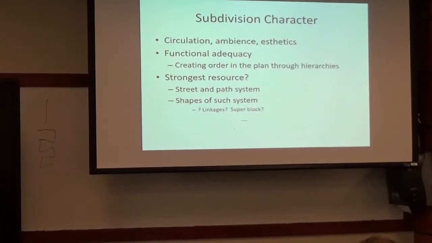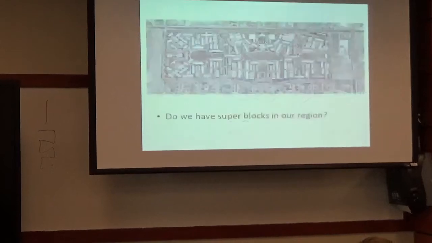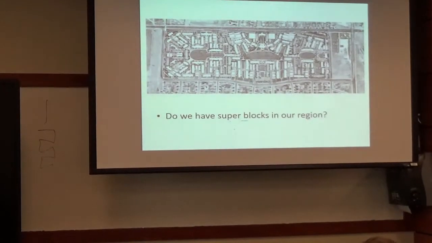Alright, subdivision character again, that's what I just read out. Street path system, shapes, languages. Can't skip this. This is the example on superblocks. Think about that. Where are our superblocks? We will actually have a presentation about what I would consider a superblock.